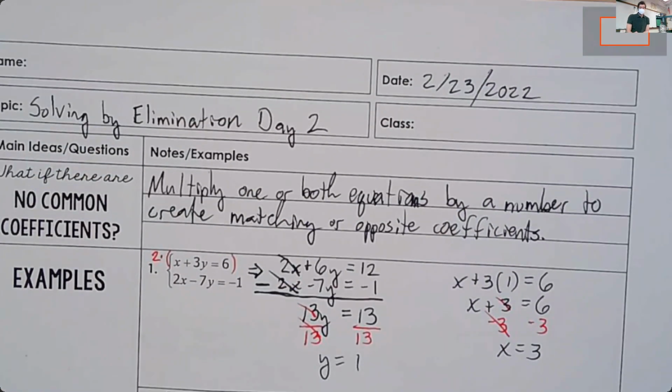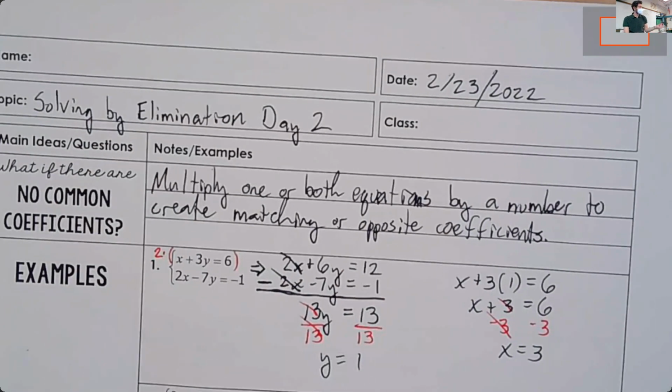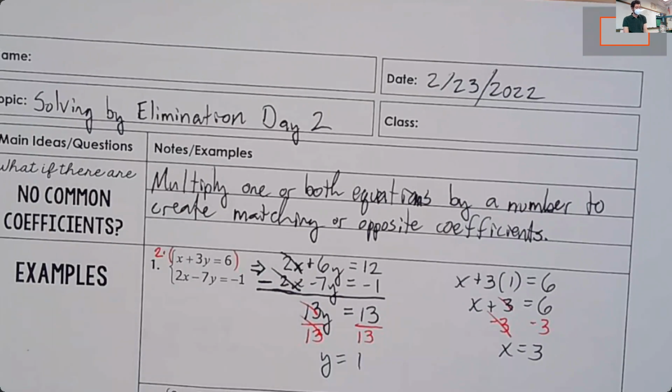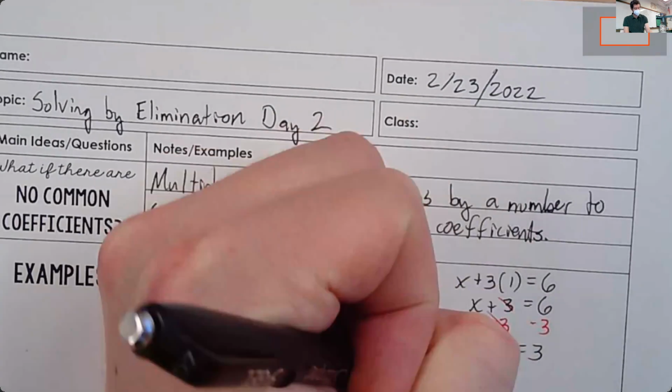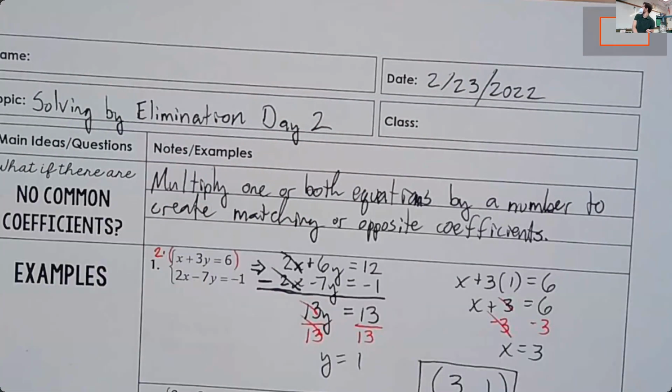So we've got y equals 1. We've got x equals 3. And then we write our answer because it's a point on the graph, but we always start with x and then y. So 3, 1 inside parentheses. And that is our answer for the first problem there.